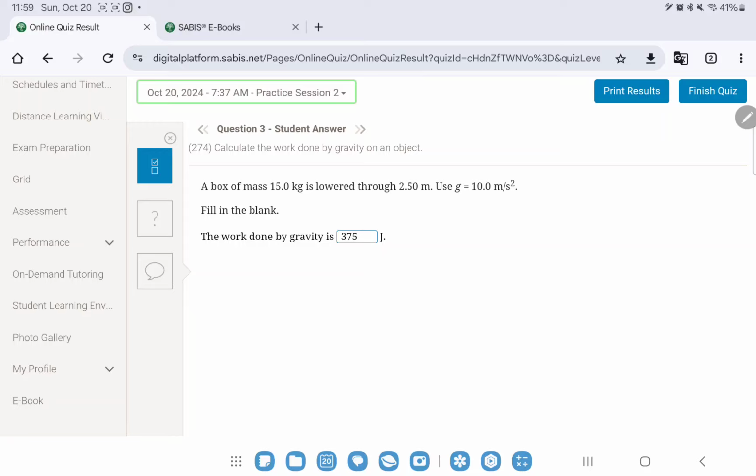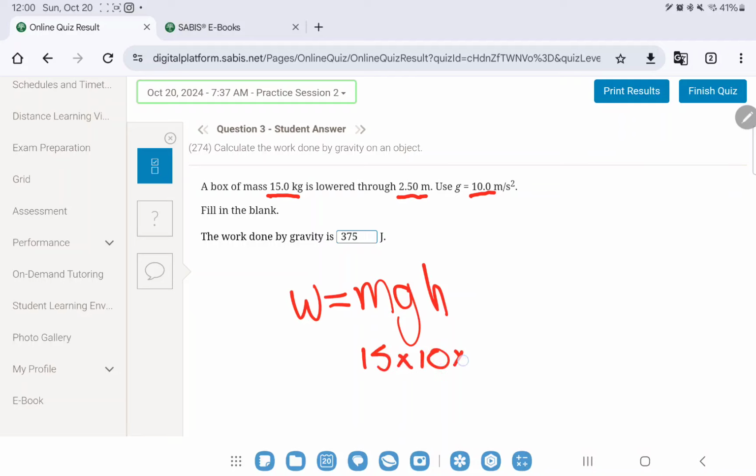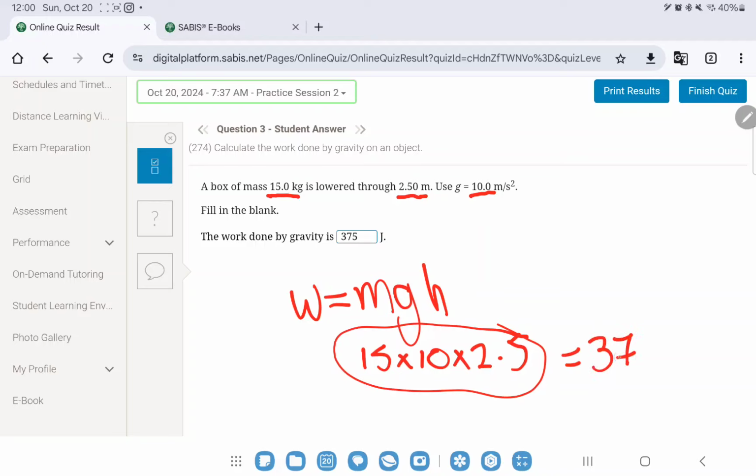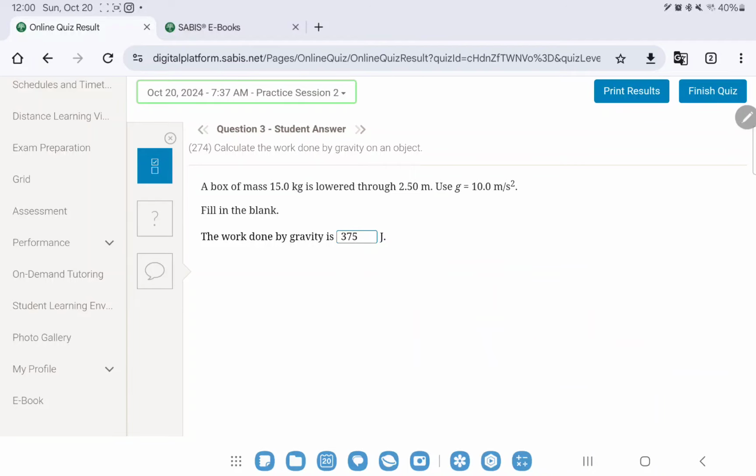Now the next question. It's telling us we have a box of mass 15 kg lowered through 2.5 meters, and g is 10. This is really straightforward. W equals mgh, so 15 times 10 times 2.5. Put this in your calculator and it equals 375, which is your answer. That is it. Let's move on to the next one.